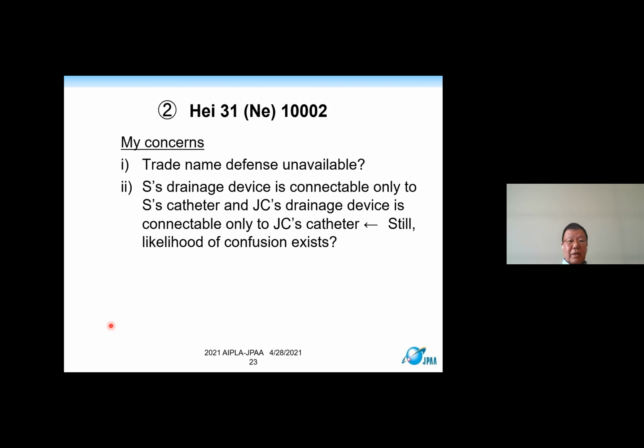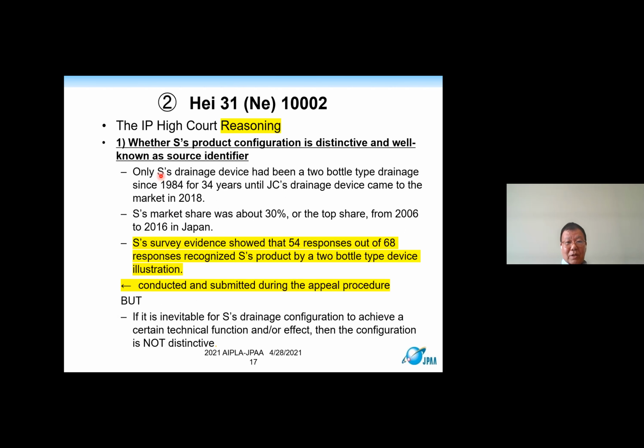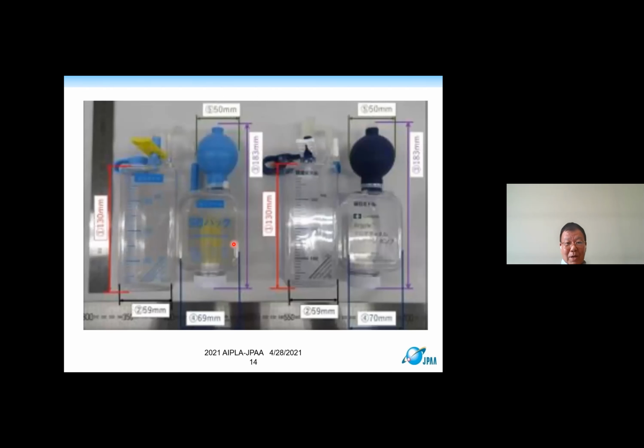My concern for this case, however, is that maybe a trade name defense is available, maybe not. As shown in the image, it's not clear, but it bears each party's trademark here, SB and the other mark, and also the trade names here, Sumitomo and Covidien. So it's very distinguishable if the consumer notices those trade names and trademarks.